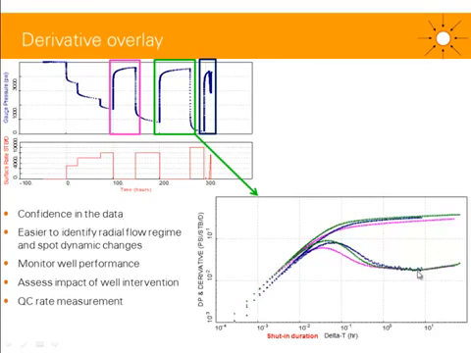By plotting all the data from the different PBUs, it's going to be easier to spot your stabilization in the derivative, so to spot radial flow regime, and to spot any dynamic changes between these PBUs. So for example, remember the vertical separation between this stabilization and the delta P plot is indicative of the skin. So here, if you look at the pink and the green, you might say that this vertical separation is increasing. So maybe our skin is increasing between the two.